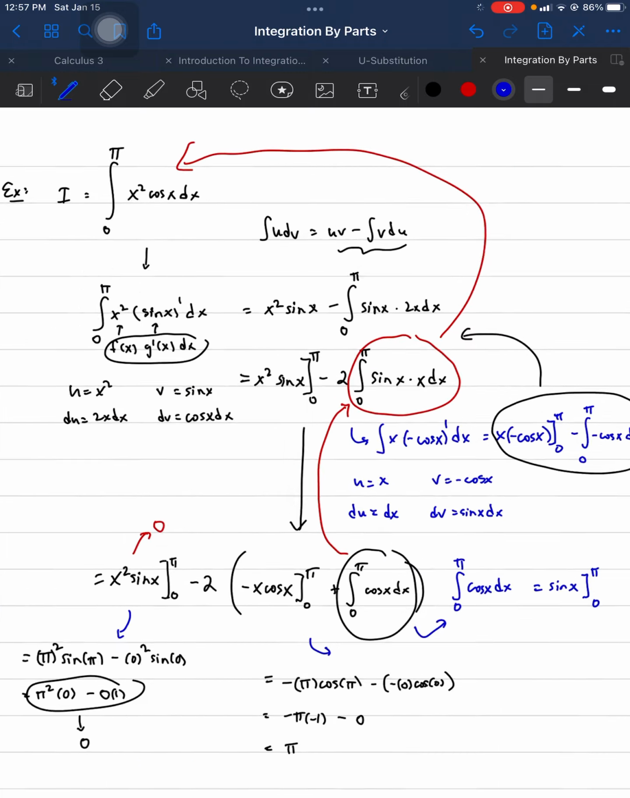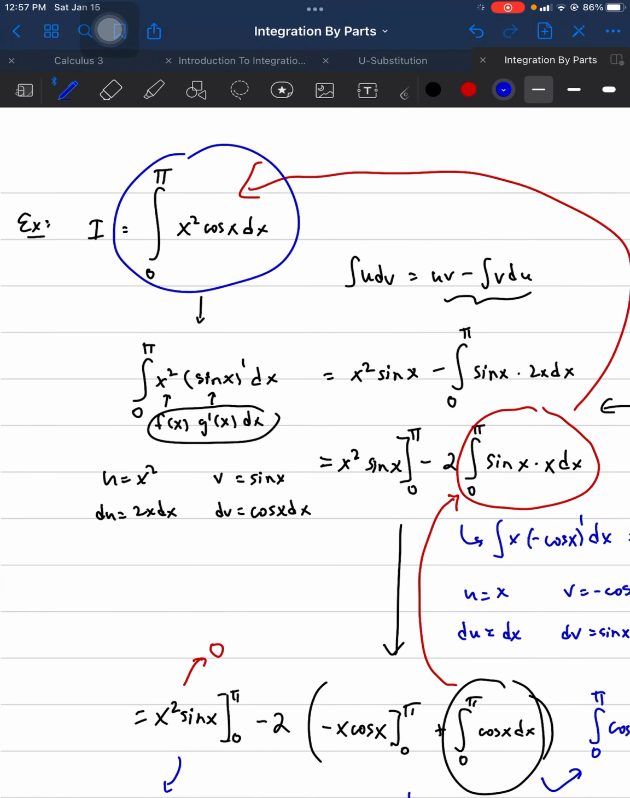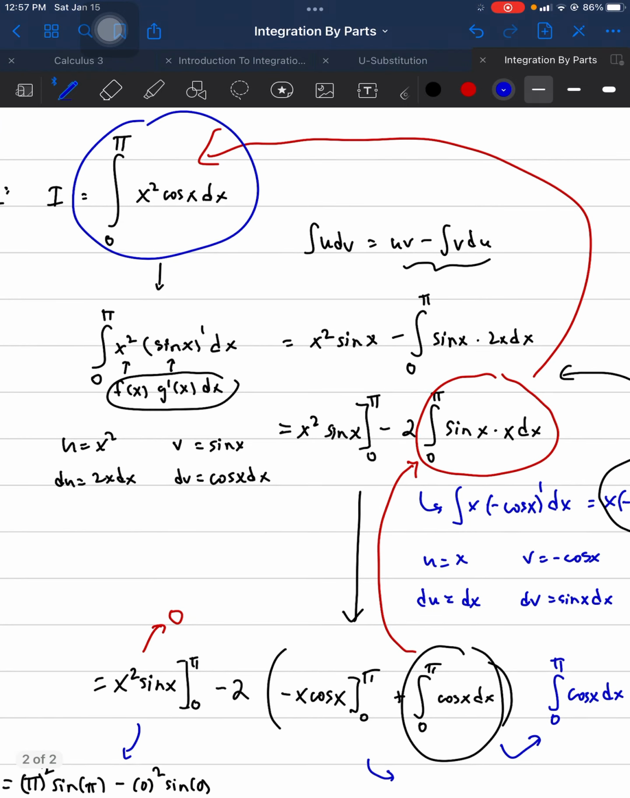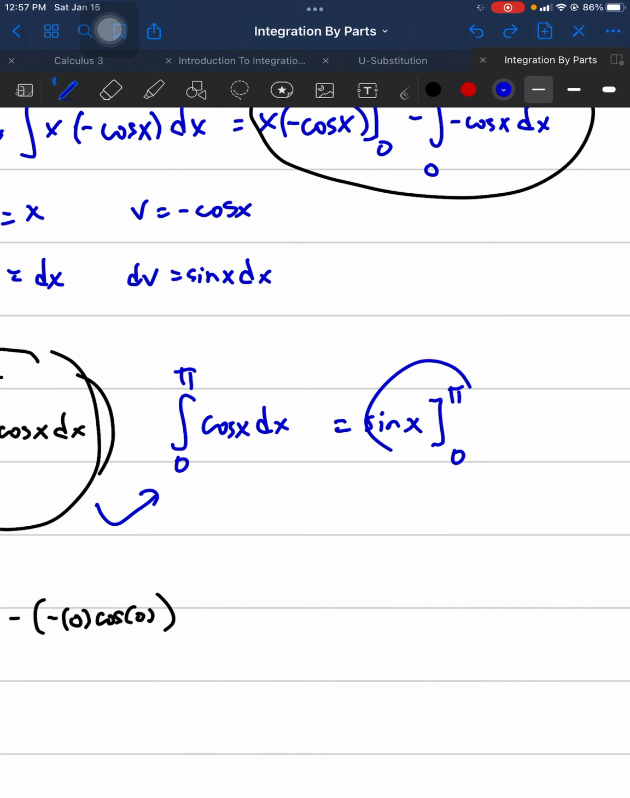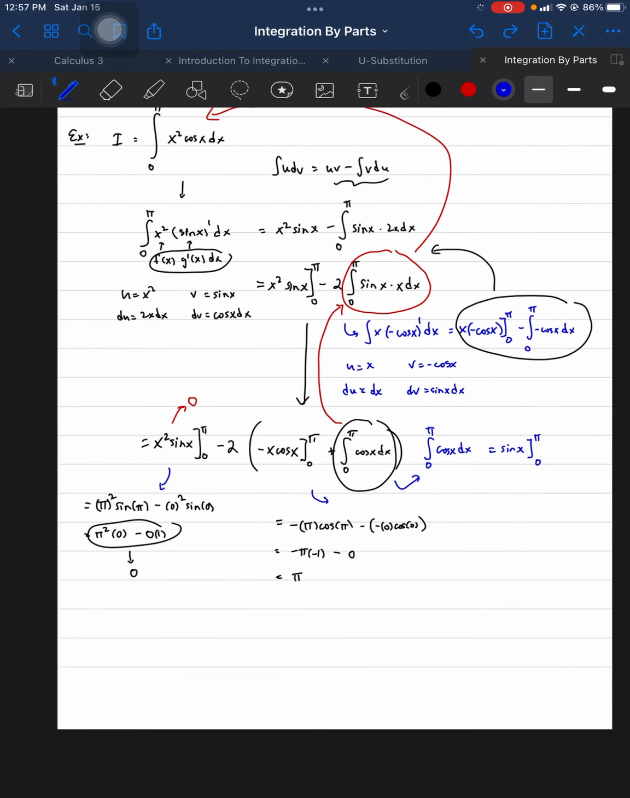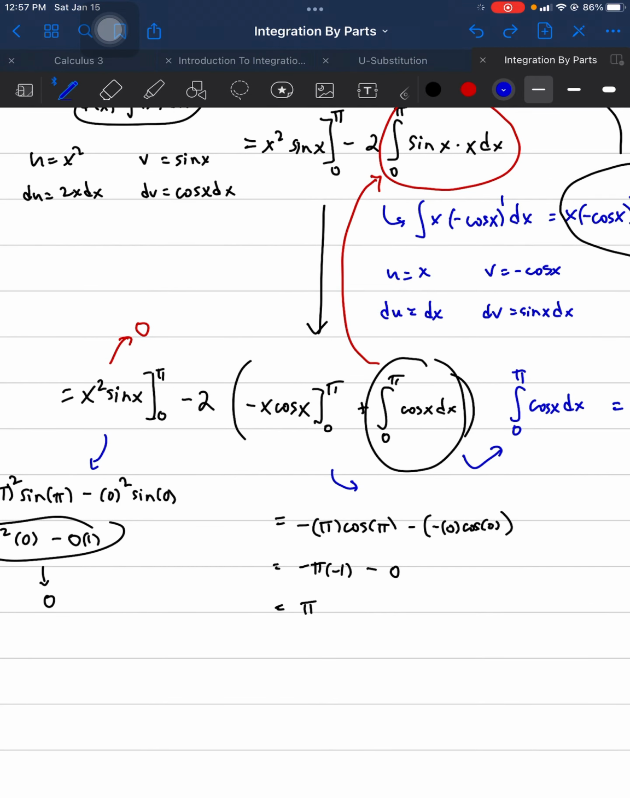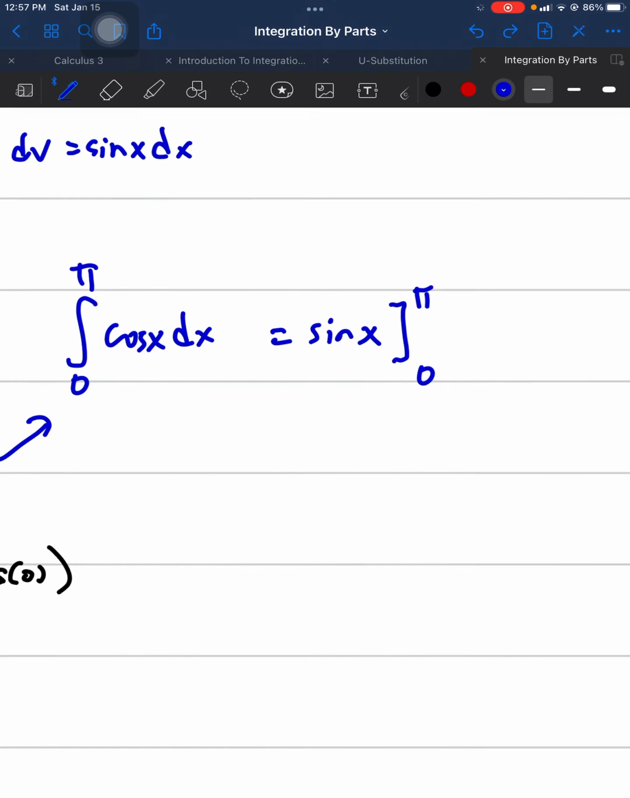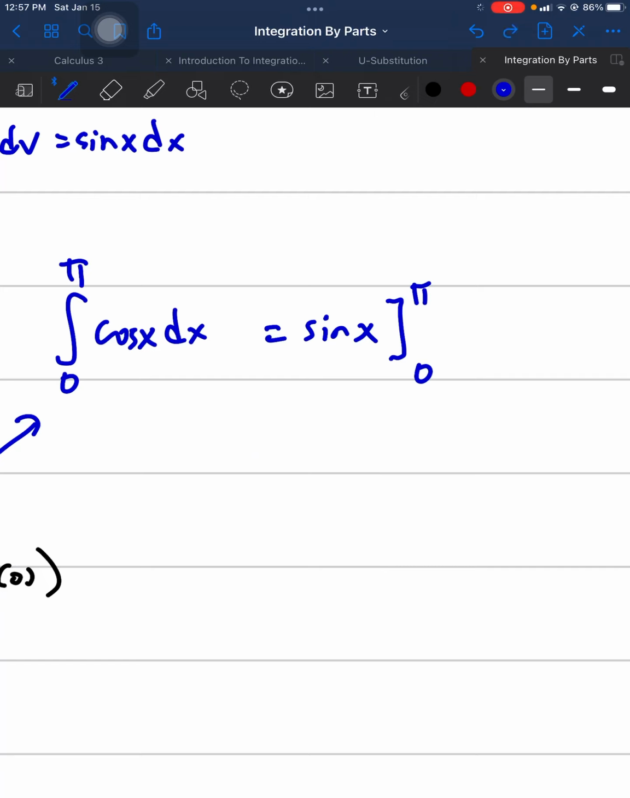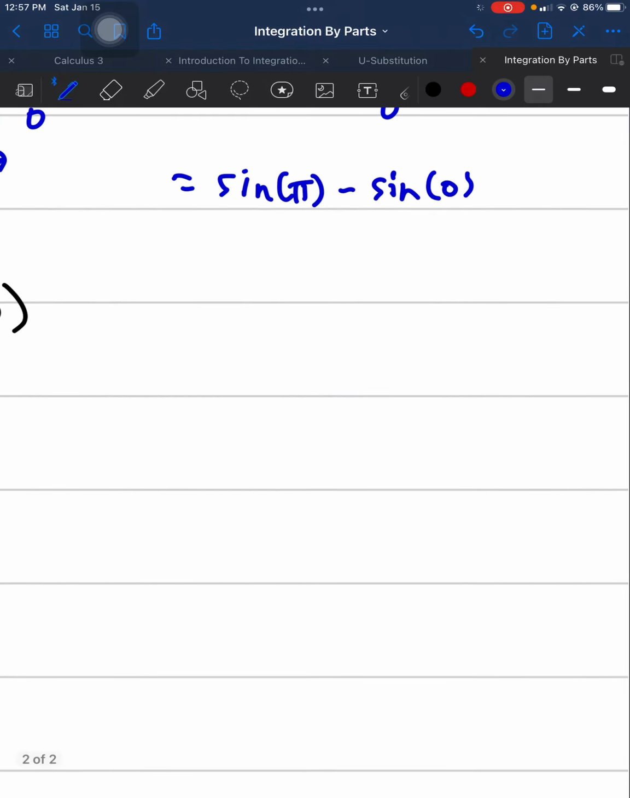You see how simple that is? We went from this entire giant expression to just a simple sine x evaluated from 0 to pi. And everything is just turning into simple answers, right? We know this entire expression is 0. We know this expression right here is just pi. And let's evaluate this as well now. So it's just going to be sine of pi minus sine of 0.